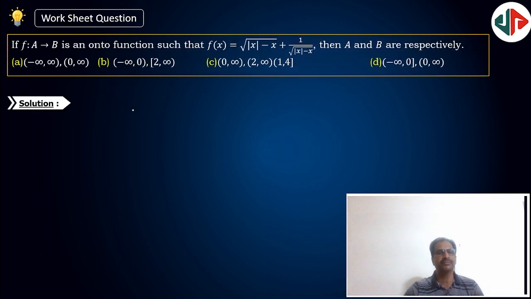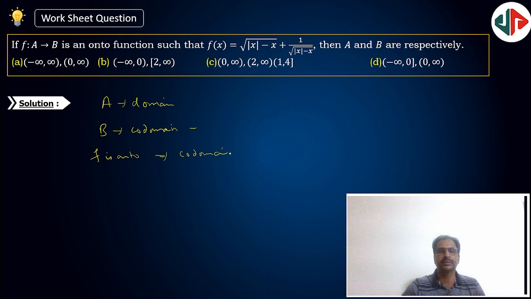Next. Given that the function f maps A to B and is onto, what is the first set here known as? A is the domain. And what is B known as? Codomain. But given that the function is onto, the codomain is nothing but the range. So B is the codomain, which is the range. Finding A and B means finding domain and range.